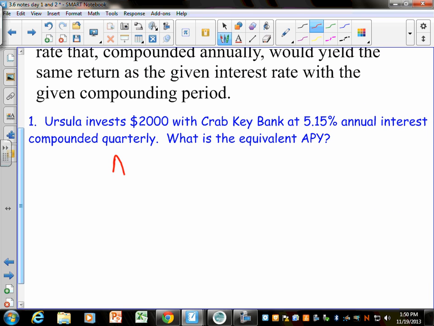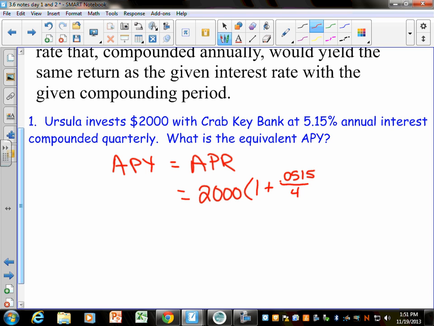So we want to set what APY equals this APR. For the APR, that's exactly what we did yesterday. So do that part first because I feel like we feel good about that, right? If I'm starting with $2,000, that's my P, 1 plus R over K, and that would be 0.0515 as my R, and compounded quarterly would be 4. And we're just looking at that after 1 year.